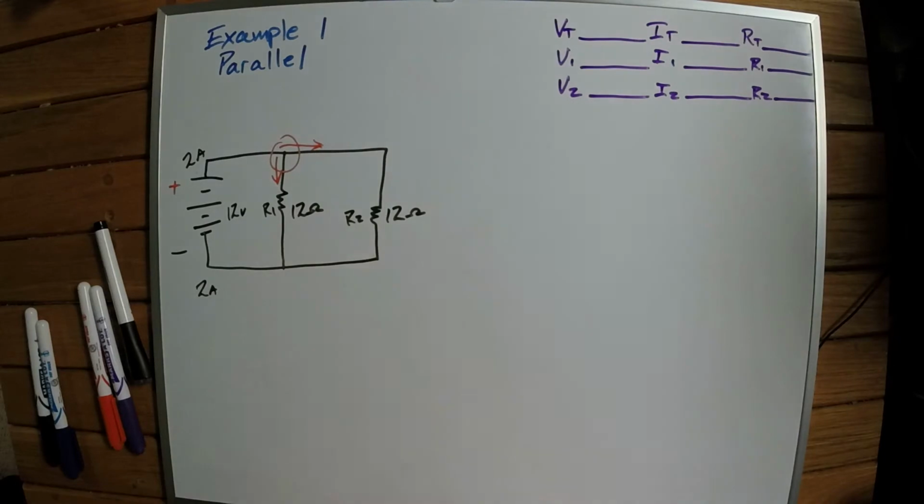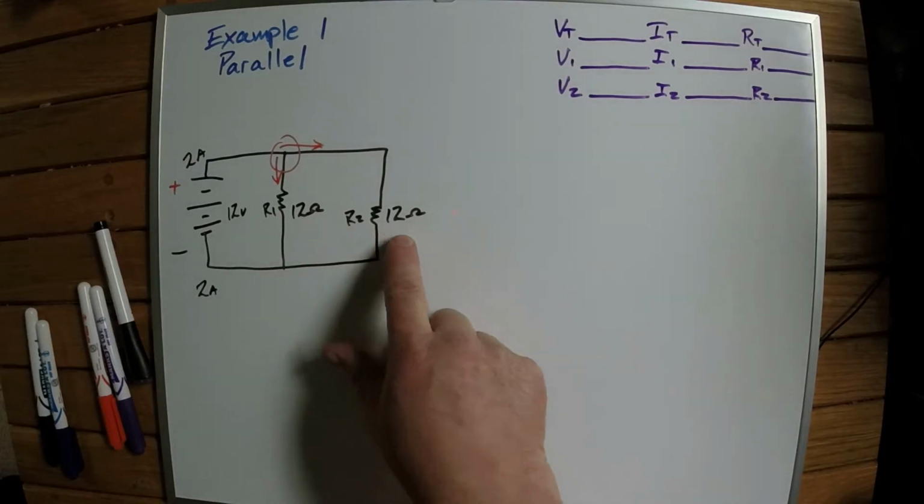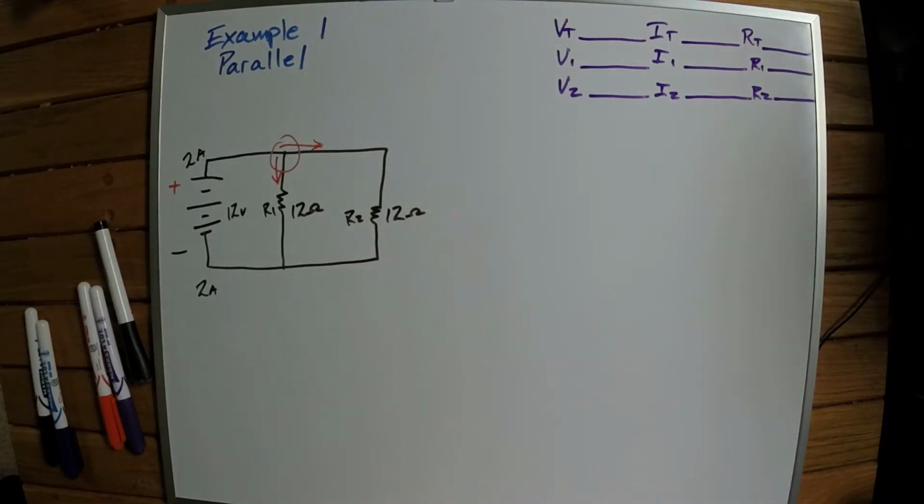We have two resistors in the circuit. And what we're trying to figure out is what the voltage drops are on resistor number 1 and resistor number 2. And we also need to figure out what the amperage is on resistor number 1 and resistor number 2.